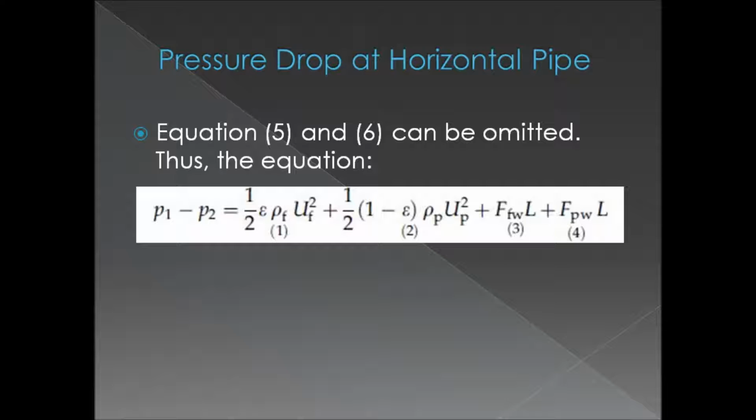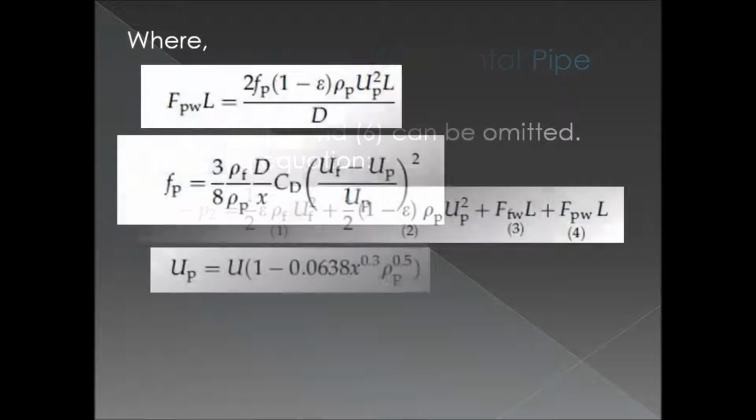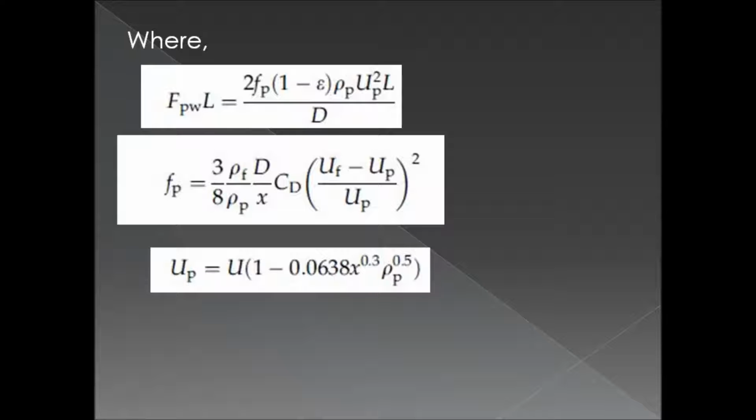To calculate pressure drop in a horizontal pipe, use only equations 1, 2, 3 and 4, because there is no static head value in the horizontal pipe. These are some extra formulas needed to find certain values in equation 4.